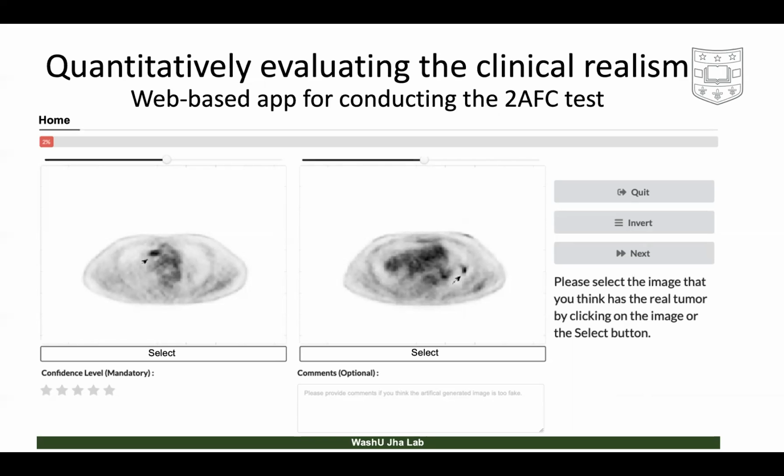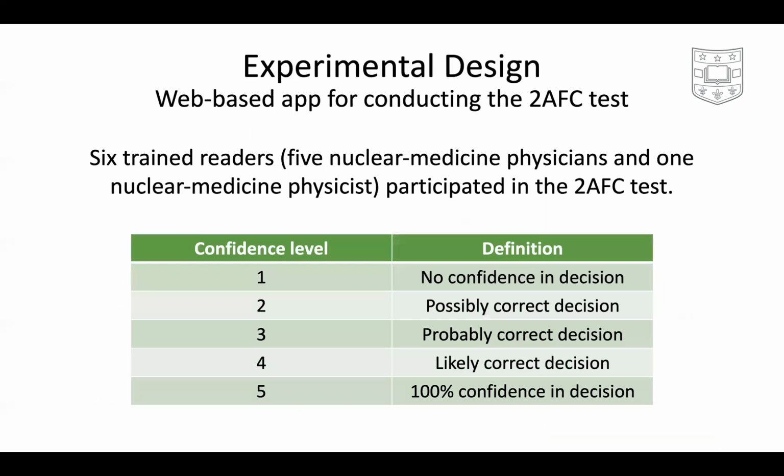To facilitate a robust observer study, the app incorporates functionalities provided by clinical software, including the option to invert the image intensities and the option to adjust the image contrast. To ensure that the trained readers involved in this test were indeed those who would set up an upper limit on any human observer, we considered 5 nuclear medicine physicians and 1 nuclear medicine physicist. Each trained reader performs the test for 50 image pairs. We then computed the fraction of times that each reader correctly identified the real patient image.